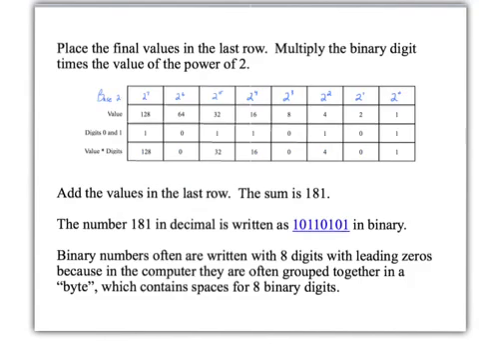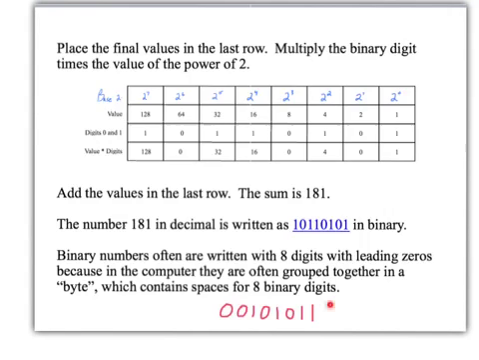We finally have our binary number for 181 in decimal, and that number is 10110101. We can check that we have the right number by multiplying the power times the binary digit. If we place these values in this last row and add them up, we should come up with the number of 181. And sure enough, when we add these numbers up, we get the decimal number 181.